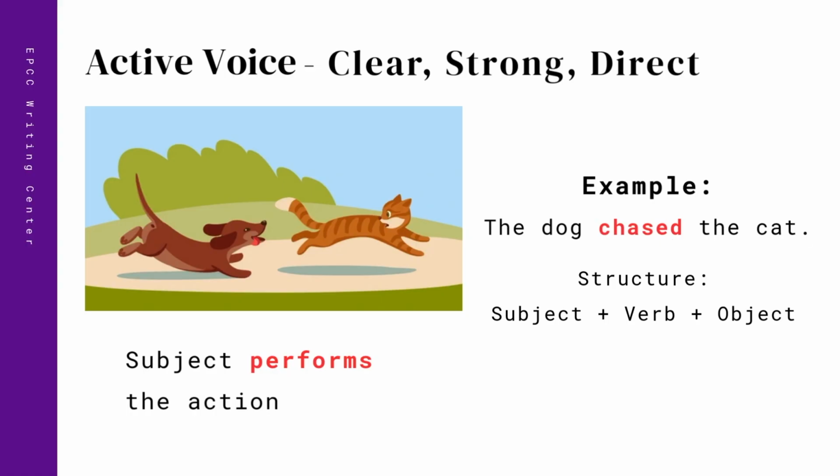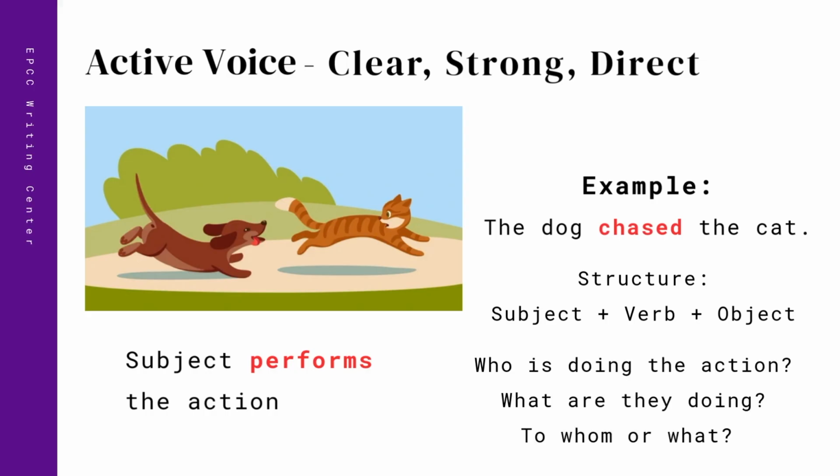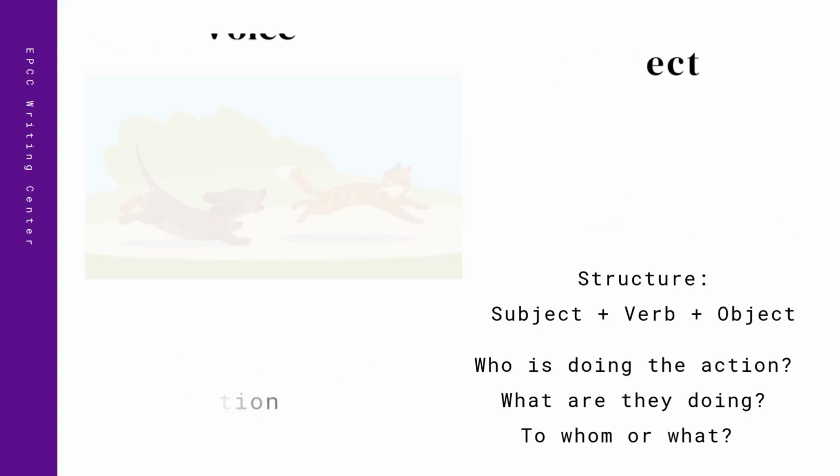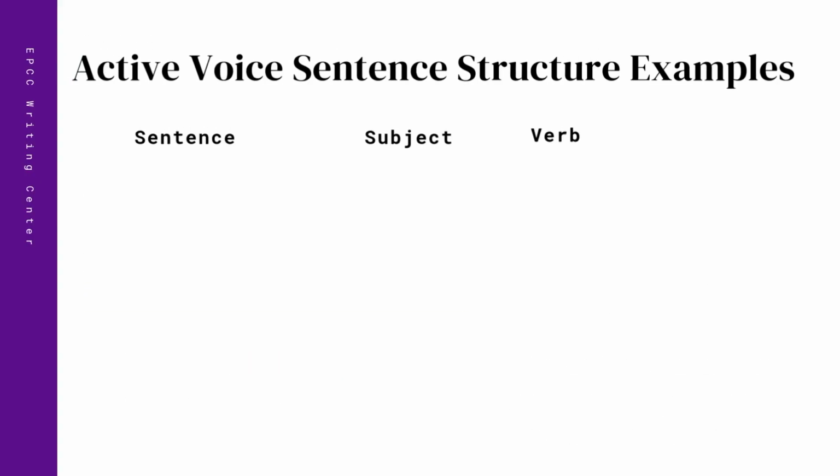This structure matters because it puts everything in a logical, straightforward order. We know who is doing the action, what they're doing, and to whom, or to what they're doing it. There's no confusion. Let's look at a few more active voice sentences and see how this structure plays out.